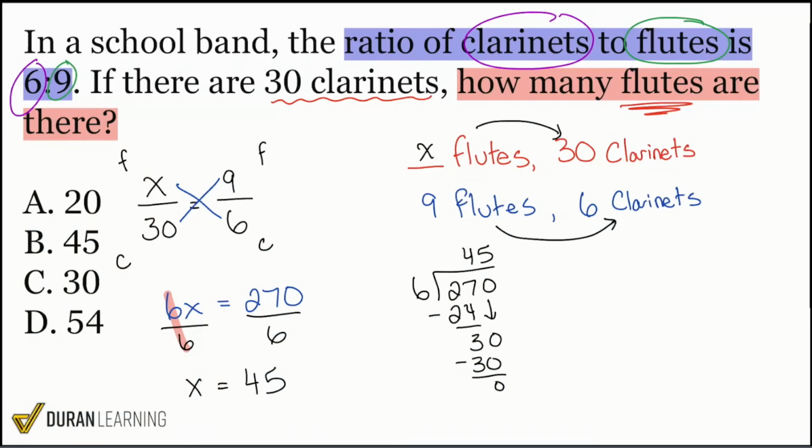And so the answer is not A. The answer is actually going to be B. And so the reason for this, everybody, is if you would have accidentally mistaken the 6 for the 9, that's what would have caused the mistake there. Because if you would have swapped the 6 and the 9 out, the answer would have absolutely been 20. But the problem is that we're not comparing the same things in the same way. That's the biggest problem.